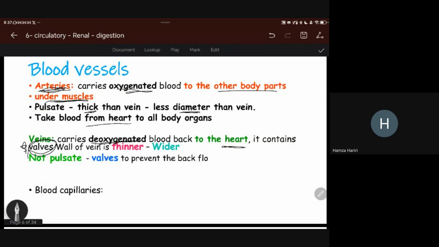Basically, veins carry blood to the heart. Okay, so it moves against gravity. Again, the blood in veins moves against gravity. So it needs something called valves. If this is the vein, these are the valves. Okay, so that whenever the blood moves in this direction, the valves close, so that the blood does not move backwards due to gravity. Okay.